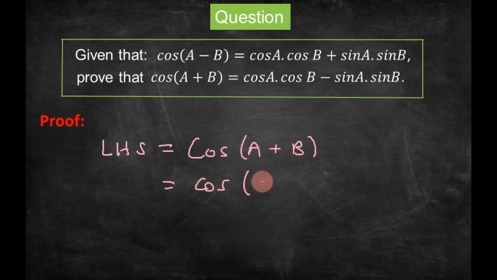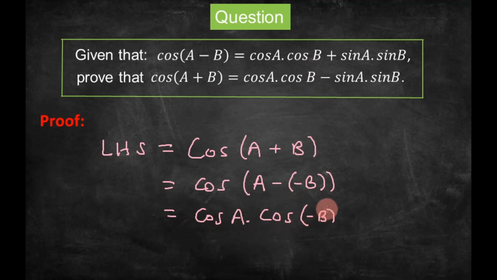Now we rewrite the A plus B as A minus negative B. So A minus negative B. And now we can use the expansion for cos of A minus B. And wherever we have a B, we're going to put in negative B. So it's the cos of A times the cos of negative B now, then plus the sine of A times the sine of negative B.